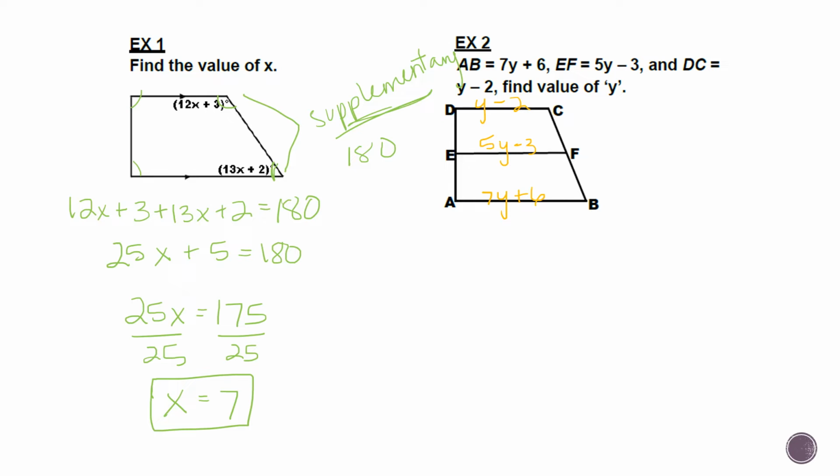So the formula is the median equals 1/2 (B1 + B2). The median in this example is 5y - 3. We're going to leave that 1/2 there. It doesn't matter which one's B1, but I'm going to use y - 2 plus B2, which is 7y + 6. Now I'm just going to add like terms. So 5y - 3 is going to equal 1/2 (8y + 4). In order to get rid of this 1/2, I could either multiply it in or I could divide by 1/2, which is essentially the same thing as multiplying by 2.